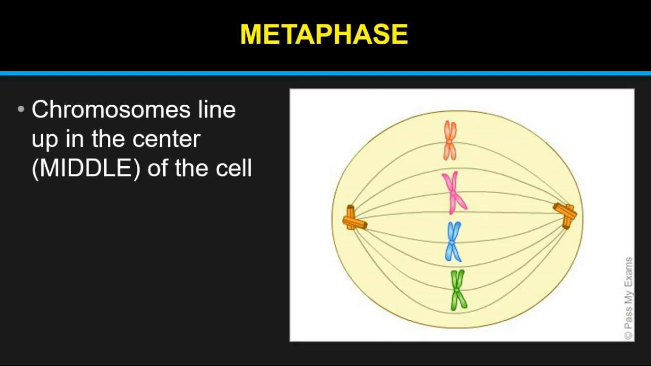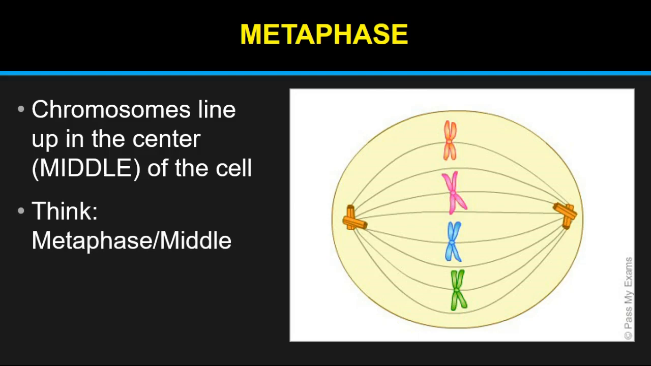And during metaphase, the chromosomes line up in the center or middle of the cell. Think metaphase, middle. They both begin with M. So you can see in this picture the centrioles, those little orange things. Now in this picture they're orange. They've moved to opposite sides of the cell, and the chromosomes have lined up in the center of the cell.